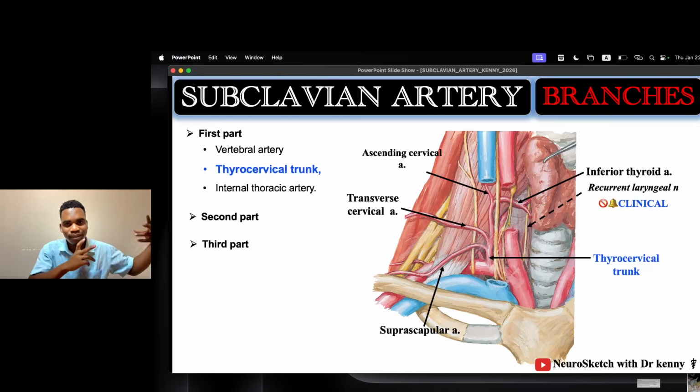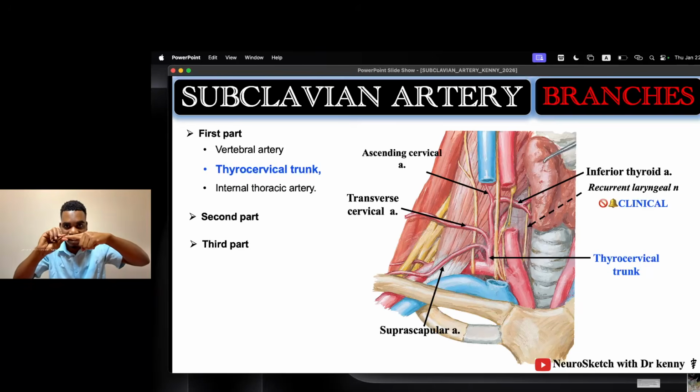Remember the suprascapular nerve. These two structures will go to supply the muscle. They are going to the suprascapular fossa. Remember the suprascapular fossa, because the suprascapular nerve was supplying the supraspinatus muscle. So the suprascapular artery and suprascapular nerve will go together to this region of the scapula.